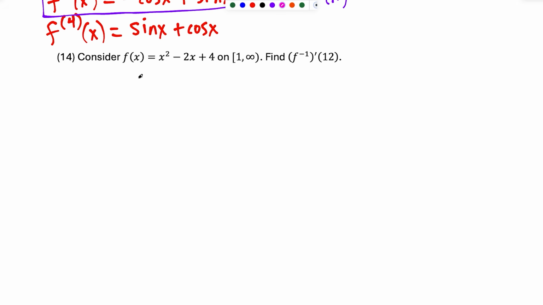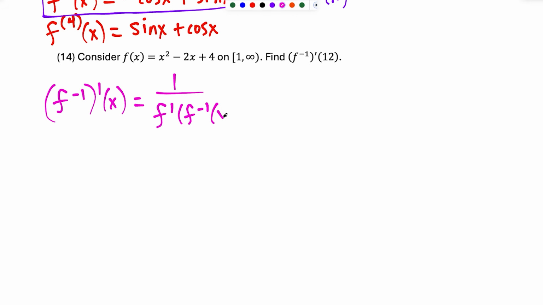Question 14, we have f of x equals, and we have this quadratic function here, and the domain is restricted from 1 to infinity, and we need to find the derivative of f inverse at 12. So for this one, we have to know this formula. F inverse prime of x is equal to 1 over f prime of f inverse of x. Okay, this is how you find the derivative of an inverse function.